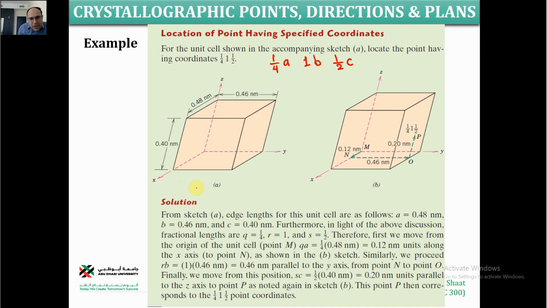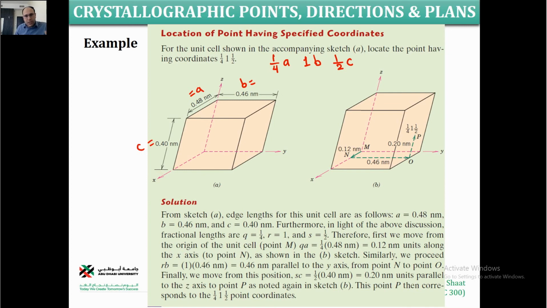Make sense? It means that you should move parallel to X, because this is X, Y, and Z. You should move parallel to X, quarter of A edge. How long is the A edge? A edge, this is the edge that is parallel to X. So this 0.48 nanometer, this should equal to A. So A equals 0.48 nanometer, but B equals 0.46 nanometer, but C equals 0.4 nanometer. This is how we specify all the time.